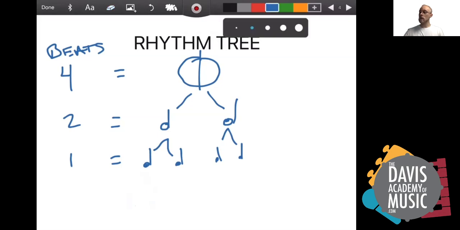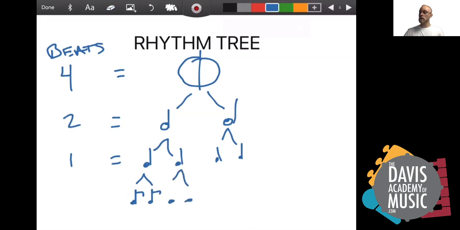Now, let me draw it a different way. The 8th note could be drawn 2 different ways. It can be drawn like this, as a separate 8th note, or you can draw 2 8th notes together and beam them like that. Either way, you have to get a total of 8 8th notes at this level to equal your whole note.